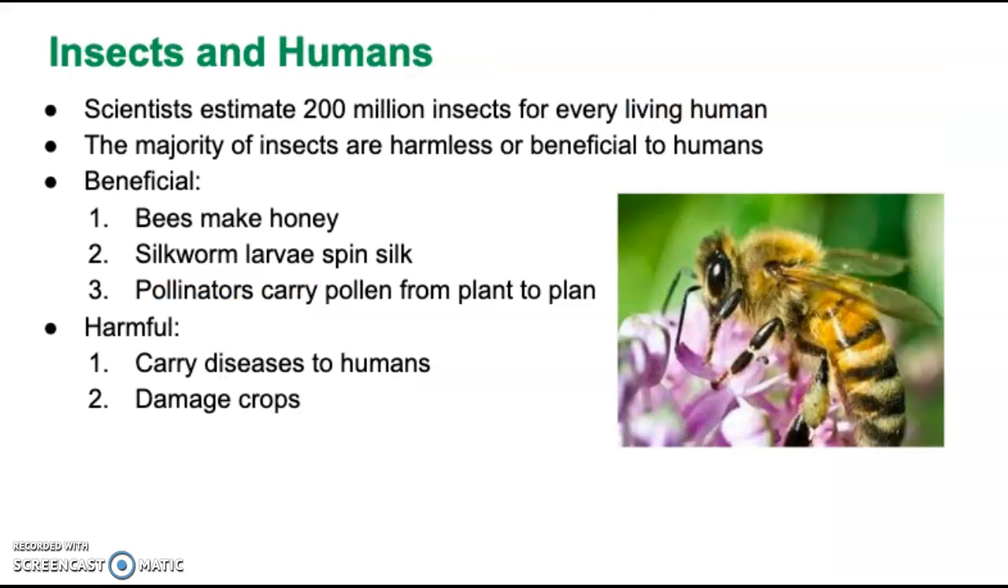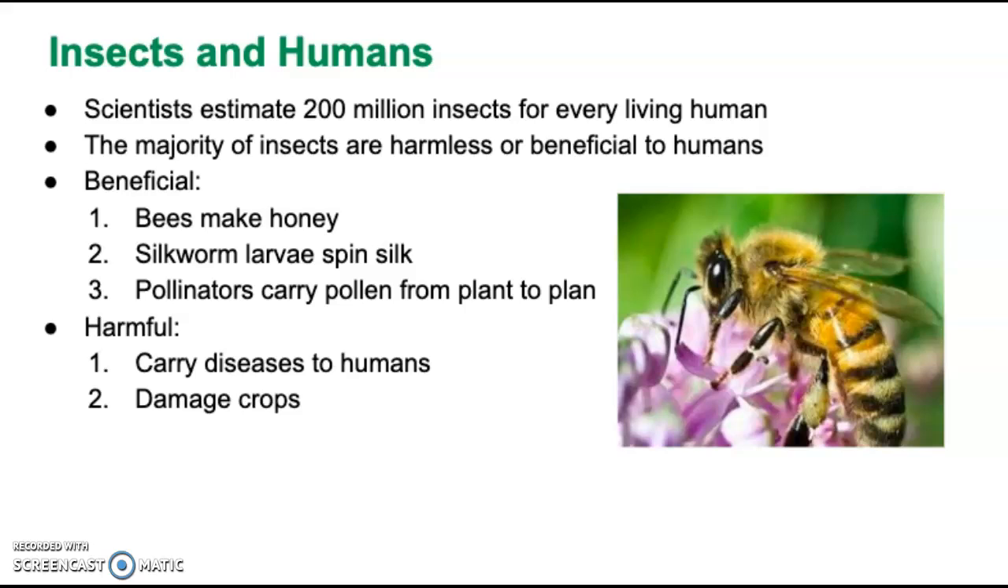Scientists, as I said before, estimate that there are about 200 million insects for every living human. That means the insect population on planet Earth is downright huge. The majority of the insects that we live with are harmless or beneficial to humans. Think about bees making honey, or silkworm larvae that spin silk, which we use for clothing and all sorts of other decorations. Pollinators are responsible for making sure that pollen is carried from plant to plant. That is super important for us to have access to food and other organisms as well.